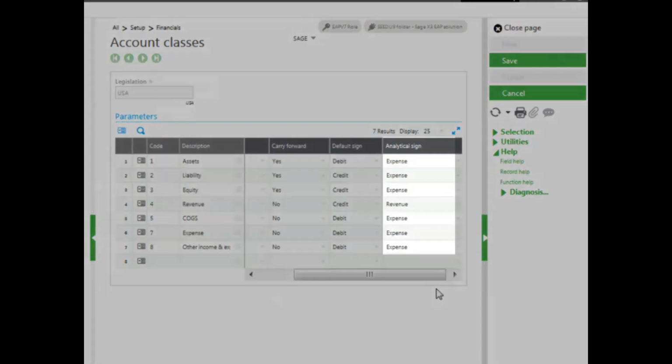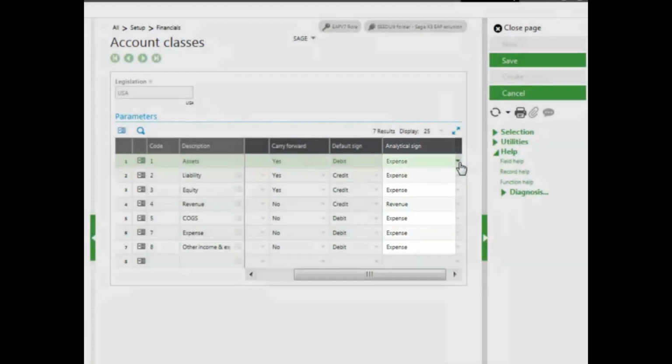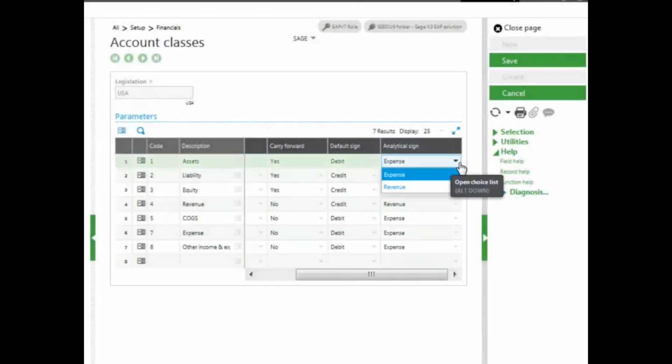The analytical sign determines the typical balance of the account. It can either be expense or revenue. Expenses usually represent debits and revenues represent credits.